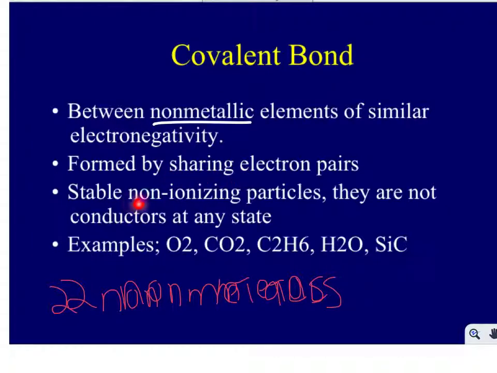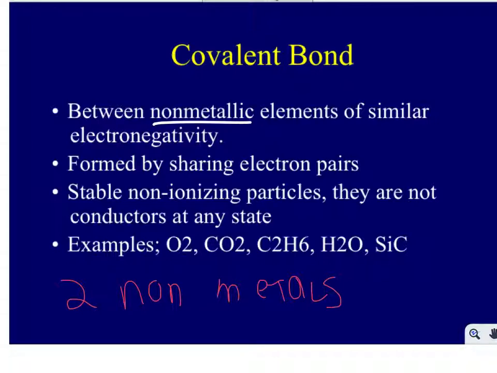They have stable non-ionizing particles, meaning they do not conduct electricity, unlike an ionic bond that does, like NaCl. They are not conductors at any state. Some examples, again, think about the non-metals: O2, carbon dioxide, C2H6, it's a hydrocarbon, water, silicon with carbon. Those are all examples of covalent bonds.